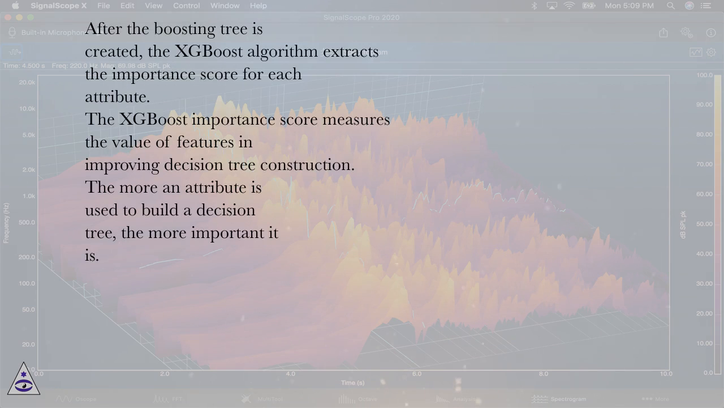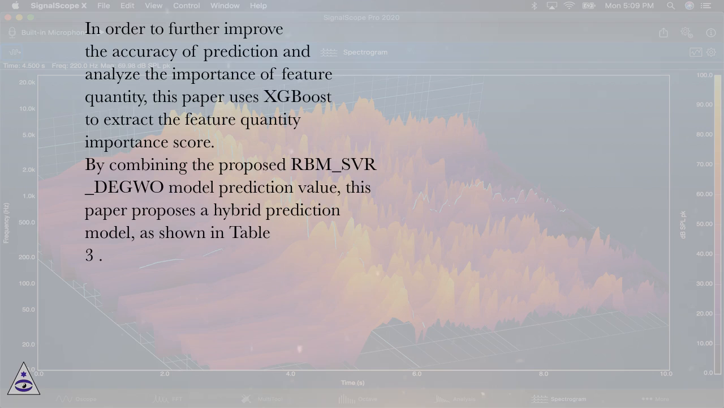After the boosting tree is created, the XGBoost algorithm extracts the importance score for each attribute. The XGBoost importance score measures the value of features in improving decision tree construction. The more an attribute is used to build a decision tree, the more important it is. In order to further improve the accuracy of prediction and analyze the importance of feature quantity, this paper uses XGBoost to extract the feature quantity importance score.